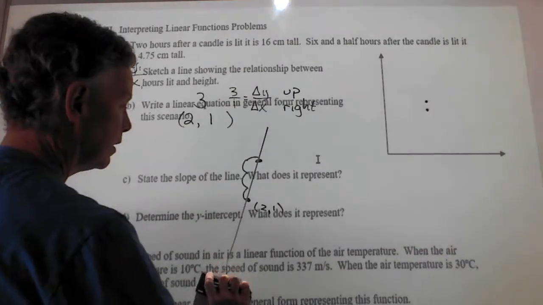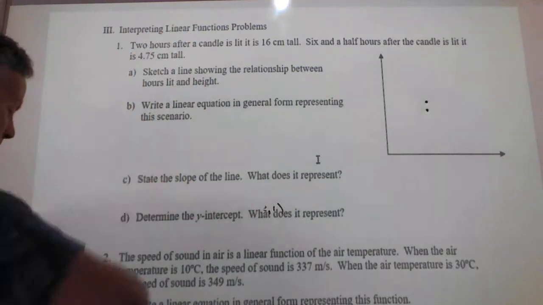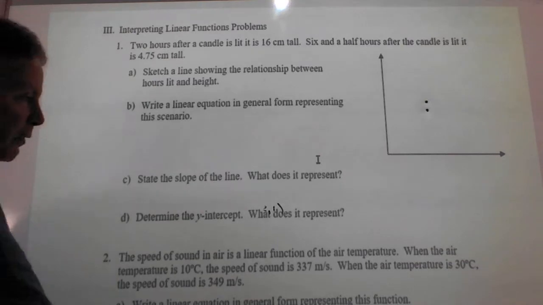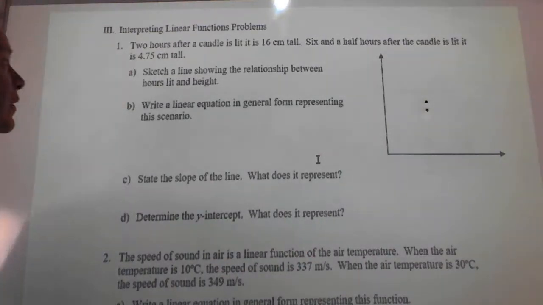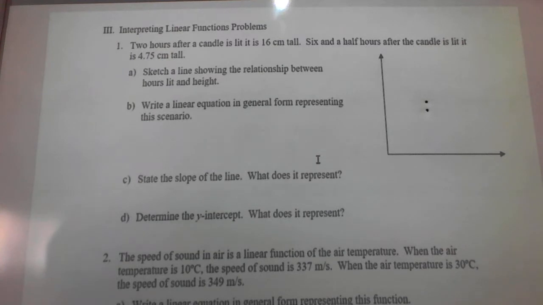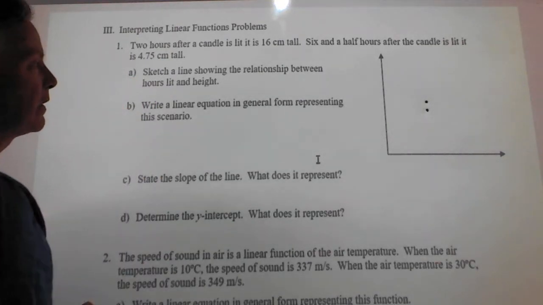Now, word problems. We'll just do the first one. So, this says, 2 hours after a candle is lit, it is 16 centimeters tall. 6.5 hours after the candle is lit, it is 4.75 centimeters tall. Sketch a line showing the relationship between hours lit and height.